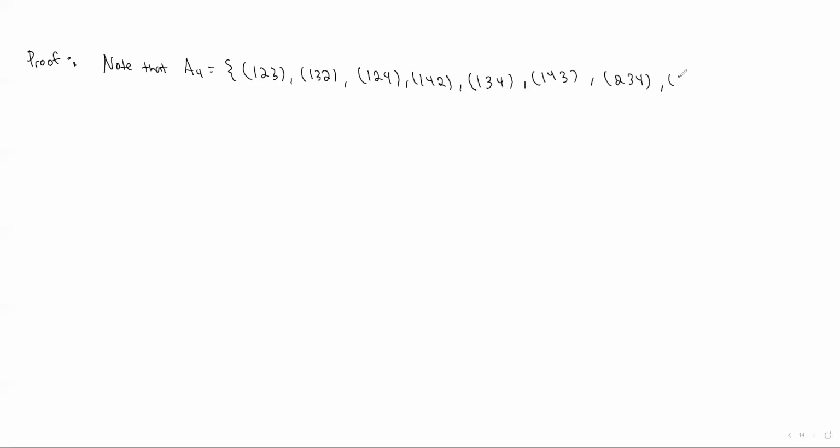So first note that A4 is this: (1 2 3), (1 3 2), (1 2 4), (1 4 2), (1 3 4), (1 4 3), (2 3 4), (2 4 3), (1 2)(3 4), (1 3)(2 4), and (1 4)(2 3). And the identity, of course.